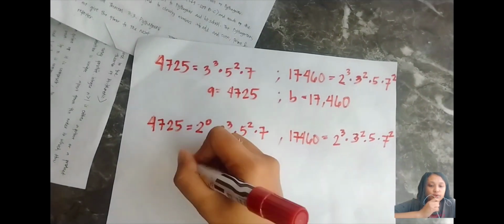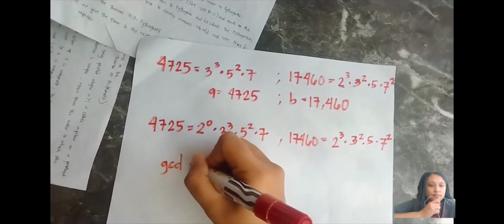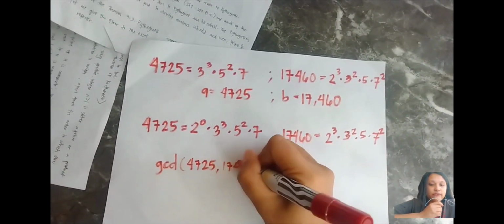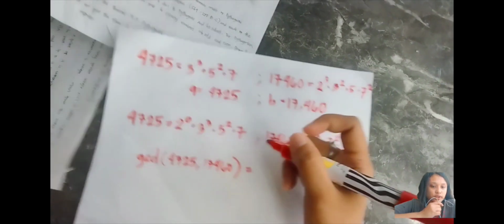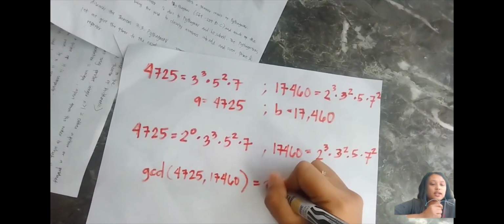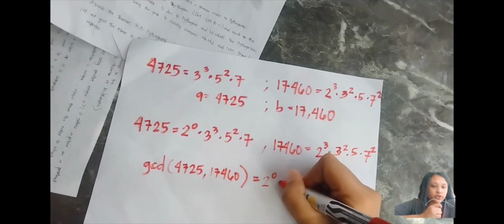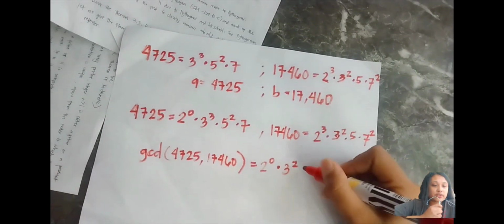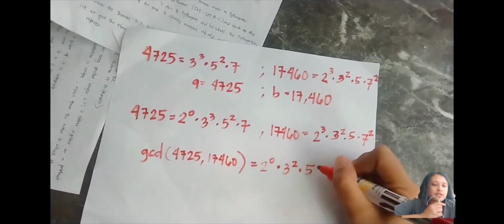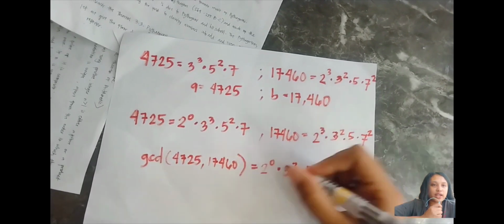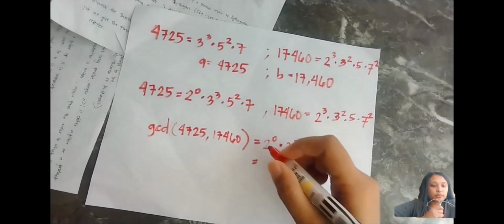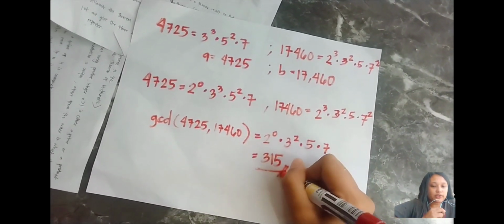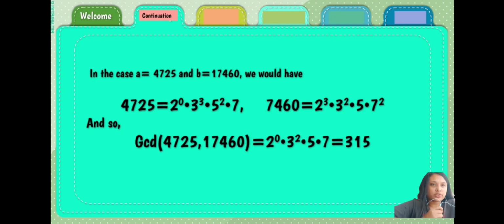And so for the GCD, again, we have to get the smaller of the two exponents associated with each prime. So the GCD of 4,725 and 17,460 is 2 raised to the power of 0, because 0 is smaller than 3, times 3 squared times 5 times 7. If we multiply it all, we will get the product 315. So the GCD of 4,725 and 17,460 is 315.